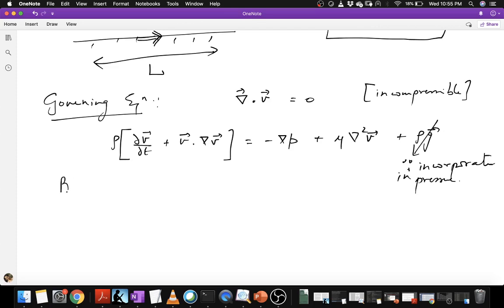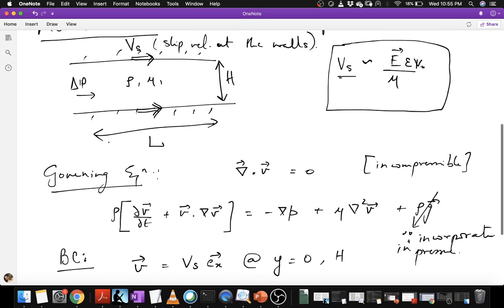The boundary conditions are that the velocity v is equal to the slip velocity in the x direction, so it's an x-directed velocity with magnitude v slip, and this holds at both y equal to 0 and y equal to capital H, which is the height of our channel. Remember, our coordinate system is x along the flow, y transverse to the flow.